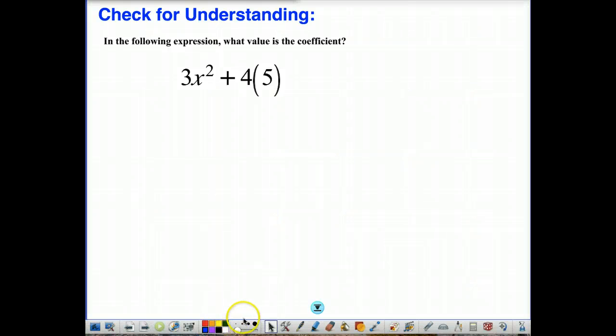Okay, so let's do a little review. Let's check and see how you did. So in this following expression, what value is the coefficient? Is it the 3? Is it the x? Is it the 2? Is it the 4? Is it the 5? So if right now you're saying, oh, it's the 3, you are exactly correct. The 3 is the coefficient. Okay, so the 3 is your answer. And let's go ahead and circle the 3. That is the value of the coefficient.